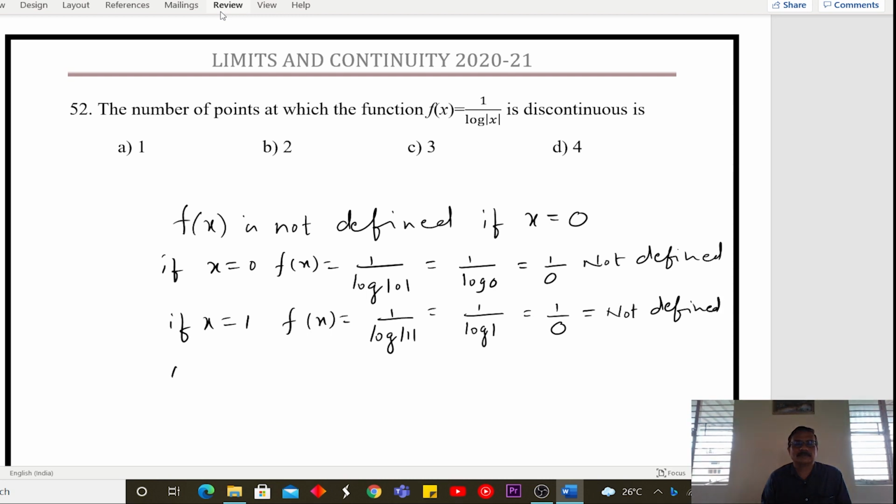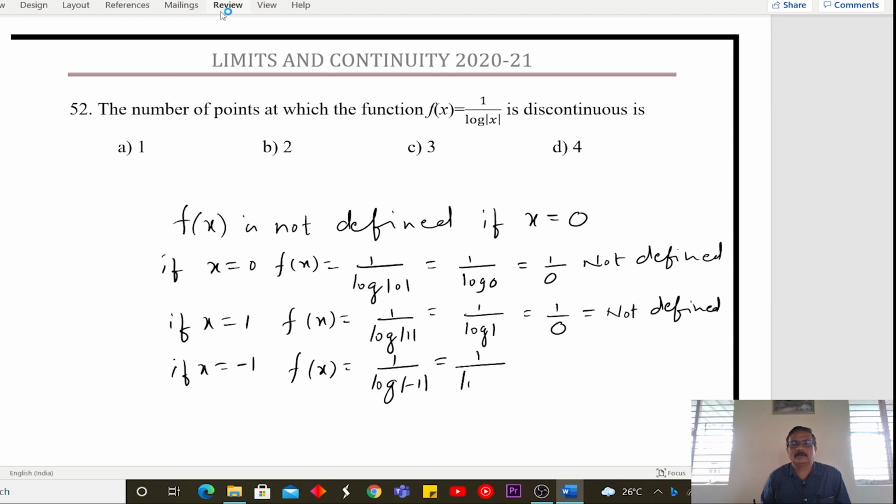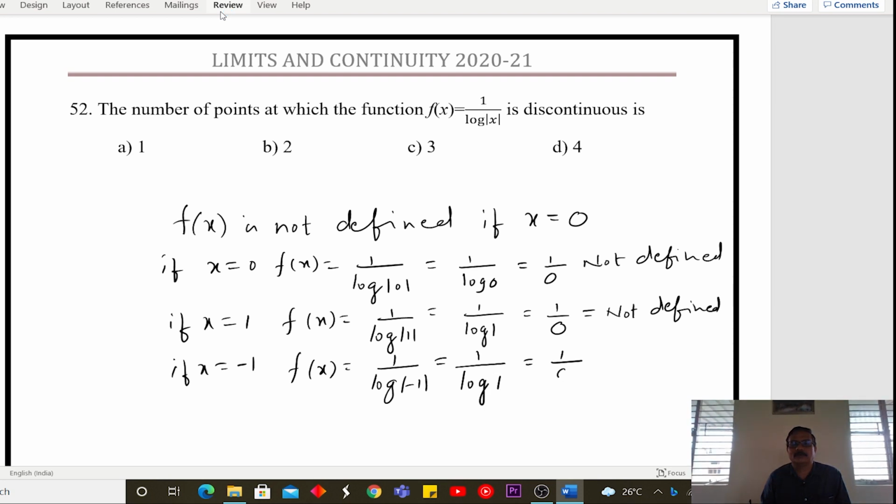Now see what other chance there is, which other point can be taken. If you take x is equal to minus 1, it is satisfied. Check: 1 divided by log of mod of minus 1, the modulus of minus 1 is again plus 1, so 1 by log 1 is 0, 1 by 0 again not defined. Do any other values come? If you take x is 2, log 2 is some value. Is it defined or not? Yes, it is defined.